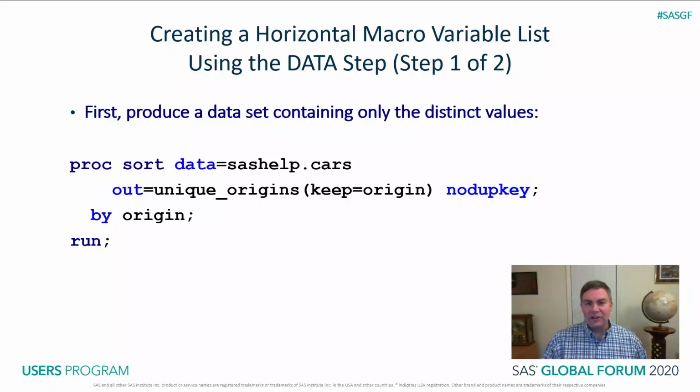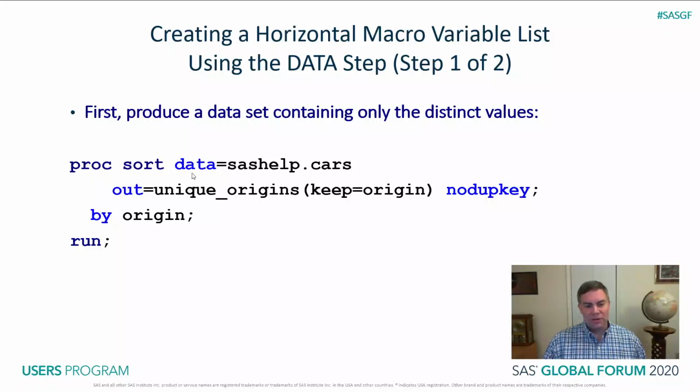First, let's talk about how to create a horizontal macro variable list in a data step. I have this code split across 2 slides. This is step 1. And this step is optional, but I'm assuming that we want only a list of distinct values. So since we don't have the convenience of the distinct keyword like we do in PROC SQL, we can use PROC sort to get just the unique values of origin. That's the variable that we're going to put into our macro variable list in this case.